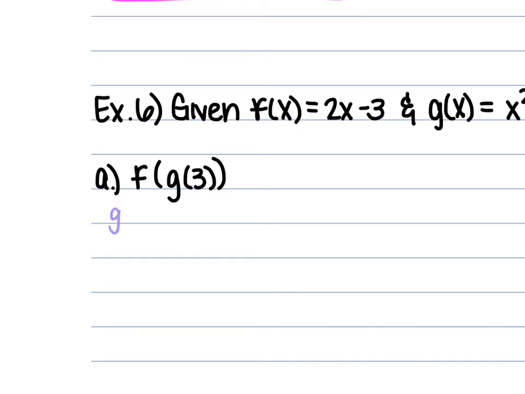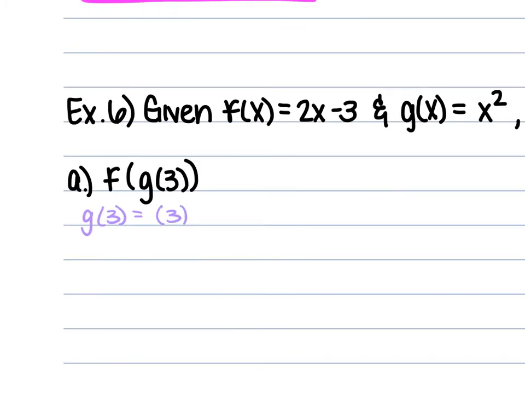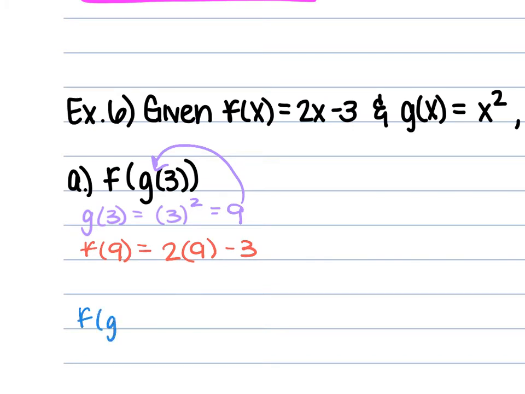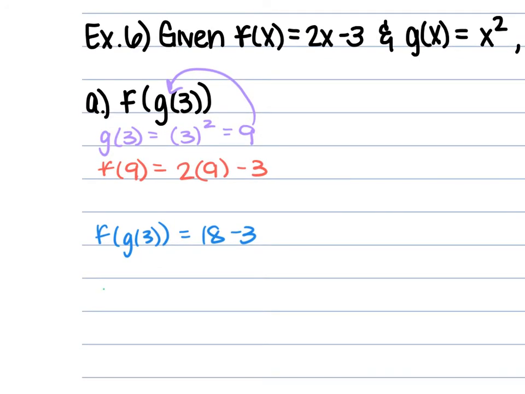So we're going to do first g of 3. That's going to be 3 squared, which is 9. So now replace the g of 3 with the 9. So we're going to do f of 9. So we're going to plug in 9, and 2 times 9 minus 3. So we're going to rewrite this f of g of 3 is equal to 18 minus 3. So f of g of 3 is equal to 15.